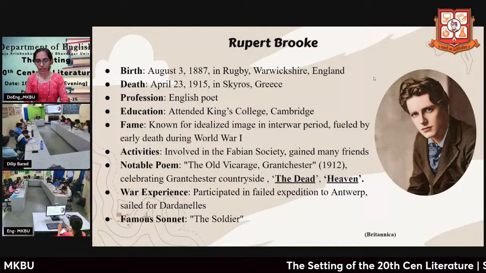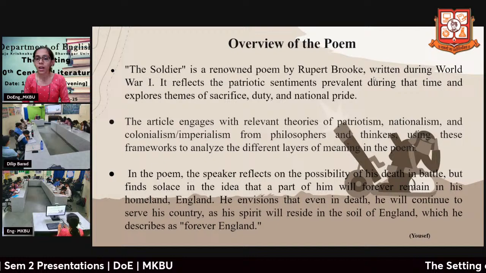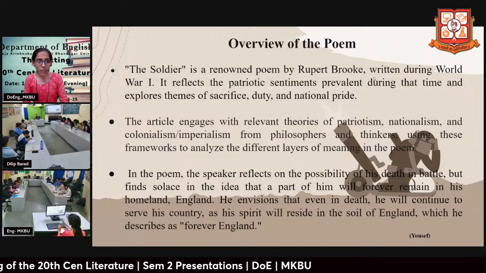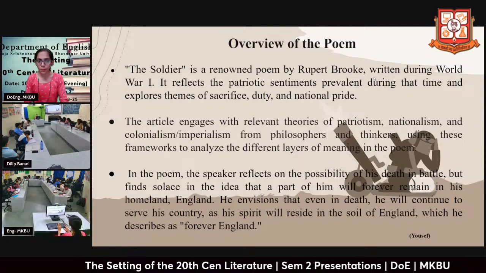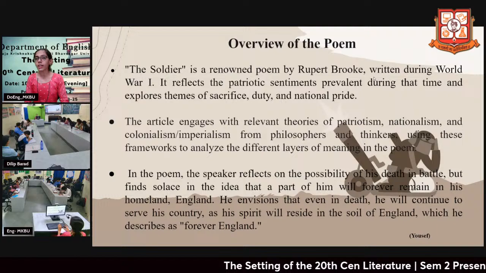This is the poem, The Soldier. Overview of the poem. This poem was written in the first days of the First World War. It shows a soldier's love for his homeland, England. The poem has two names, The Soldier and 1914, The Soldier. The poem reflects the themes of patriotism, sacrifice, national pride. The speaker reflects on the possibility of his death in battle, but finds solace in the idea that a part of him will forever remain in England, his homeland.